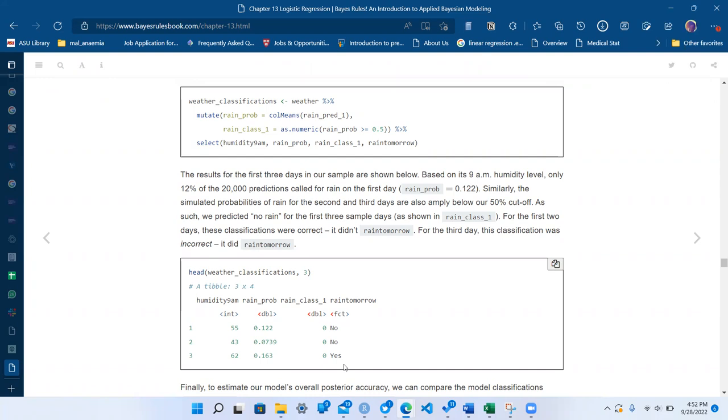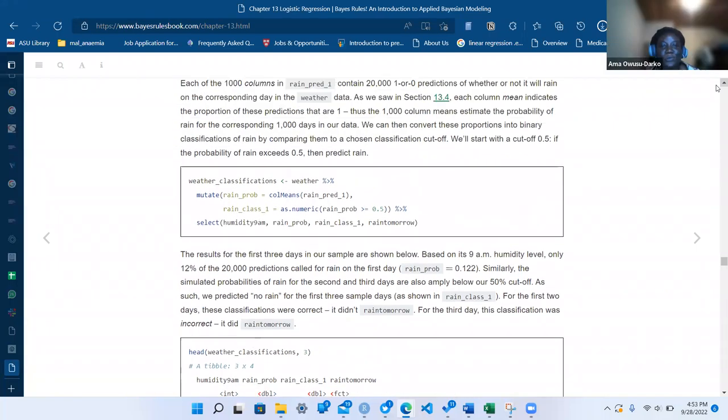These are all different days. This is all the days in the data, right? So what was the humidity at 9 a.m.? It was 55. What did we compute? Our predicted probability, 0.122. We used a cutoff of 50%, so that's a zero predicted. The actual was also no. Hey, we were right that day. Yay. And then on we go. The third one, you can see we were wrong. It actually did rain. We predicted it wouldn't.